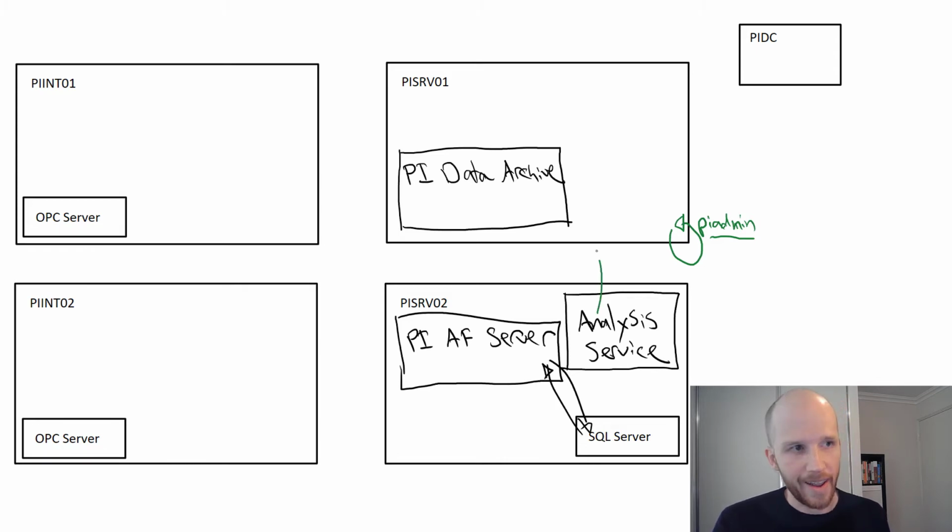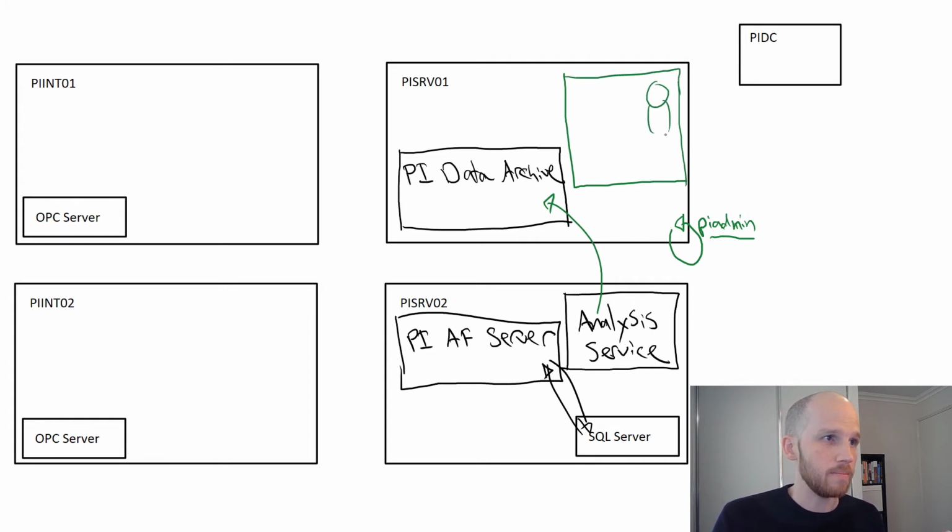Now let's take a look at the analysis service. The first step here is to create an identity and give that identity write access to points.